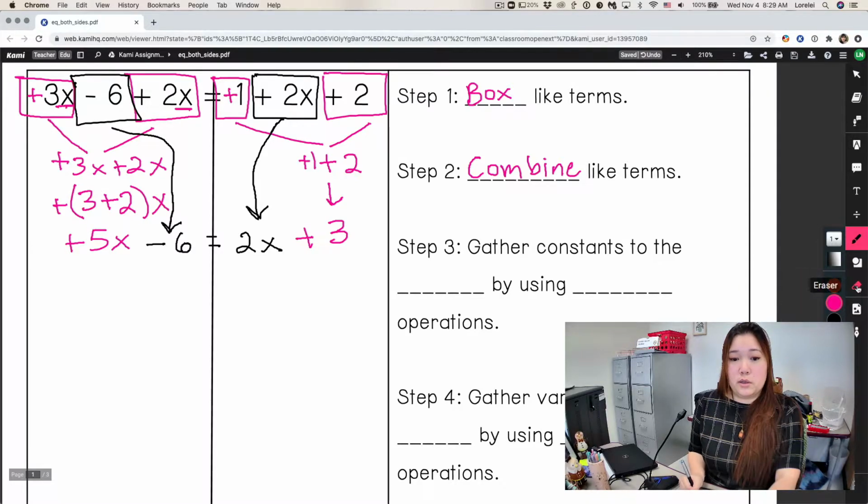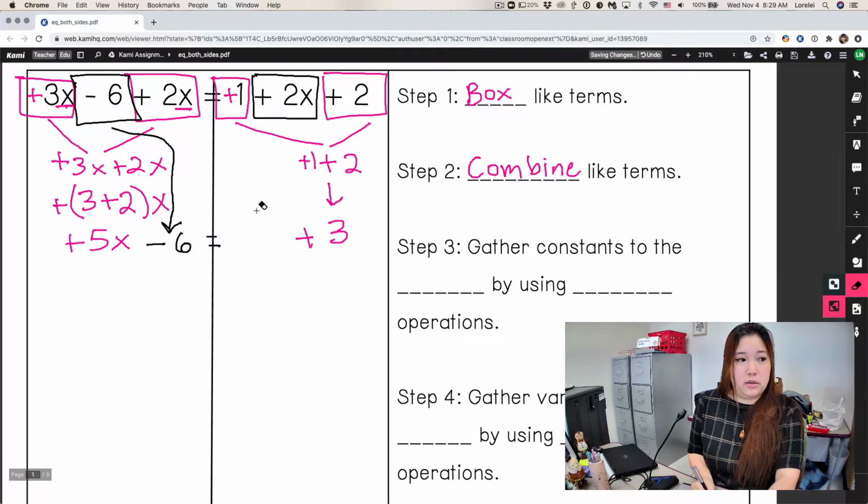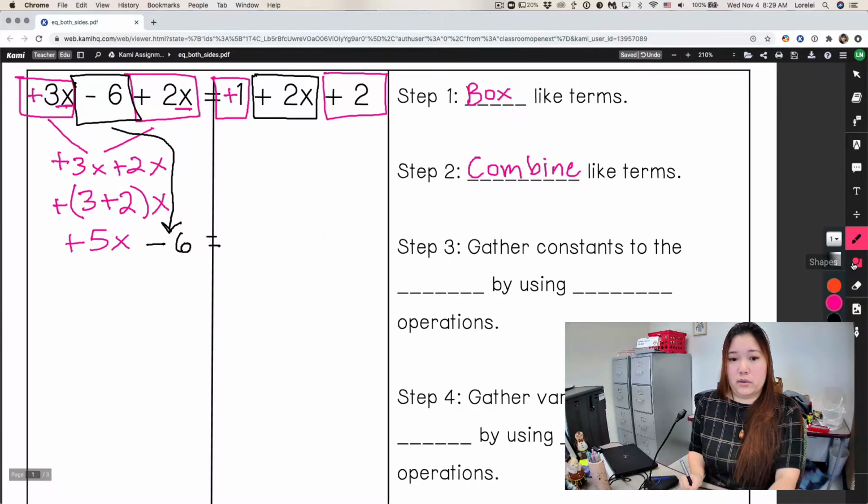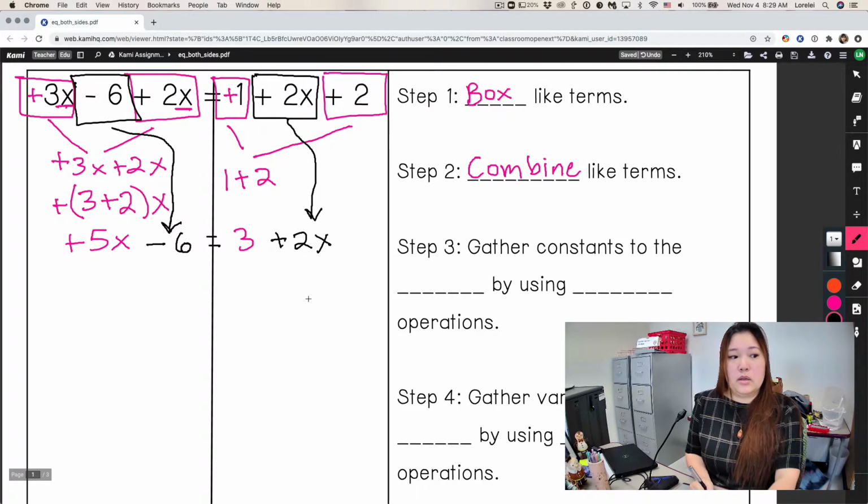Now, because I had this question asked in class, somebody had asked me, does the 2x, or do x's always have to be on the left? And the answer is no. So we could do this here. Bring down the 2x. This is plus, you see how this box says plus 2x? Just like that. So the order doesn't really matter as long as you're consistent with the signs.